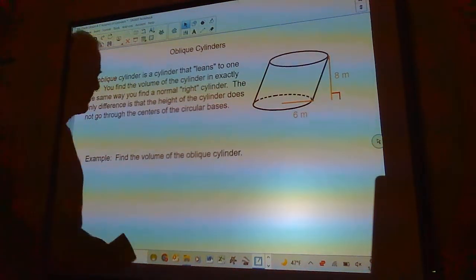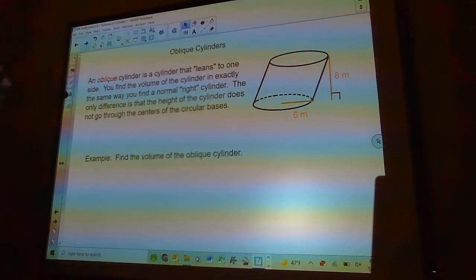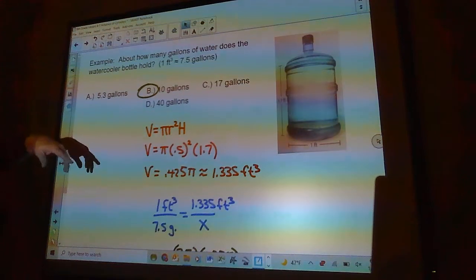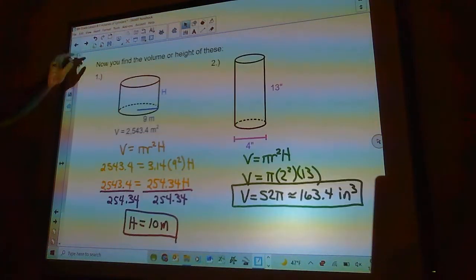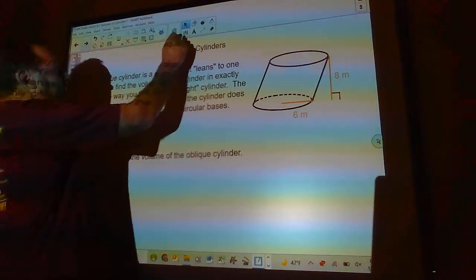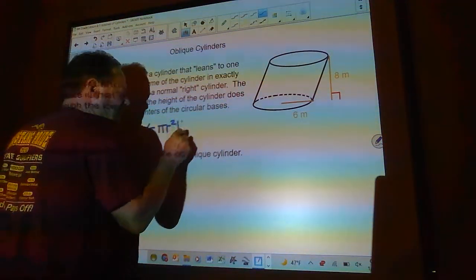Now this is not in your book, but we're going to talk about it anyway because it does come up occasionally. What's an oblique cylinder? An oblique cylinder is a cylinder that leans to one side. You find the volume exactly the same way that you do for a right cylinder. These would all be right cylinders because they all have a 90-degree angle right here. You use the same formula. Again, the volume is pi r squared times the height.